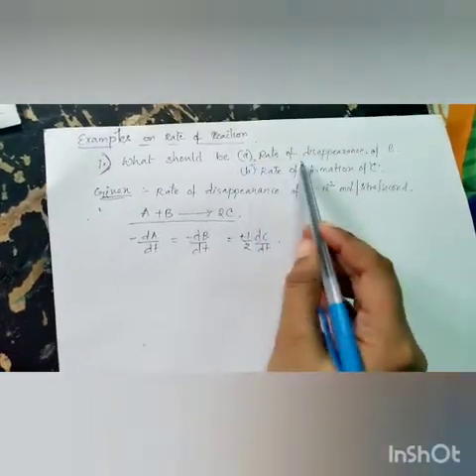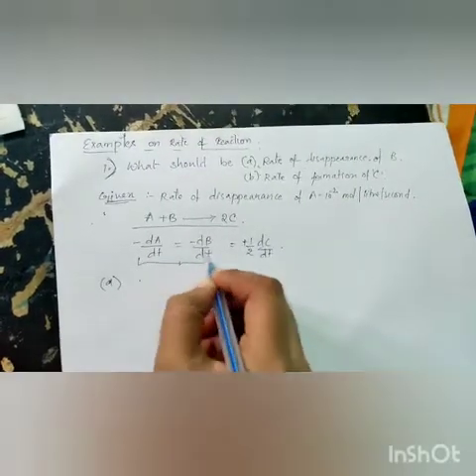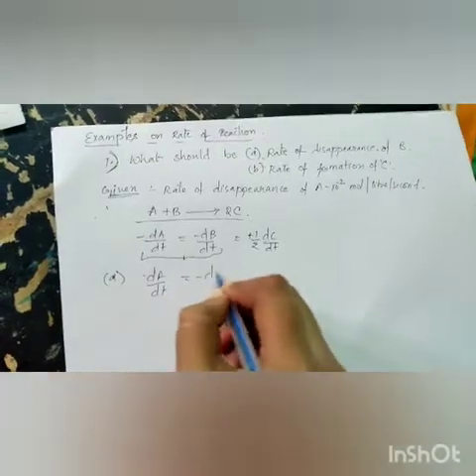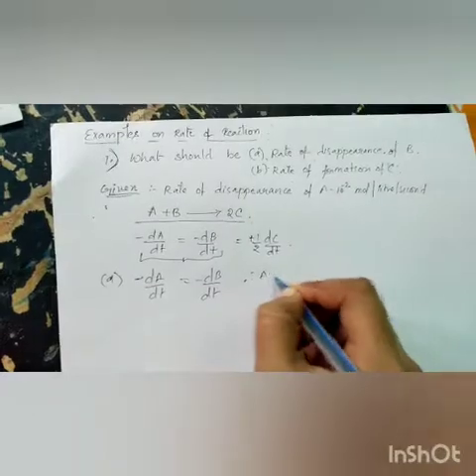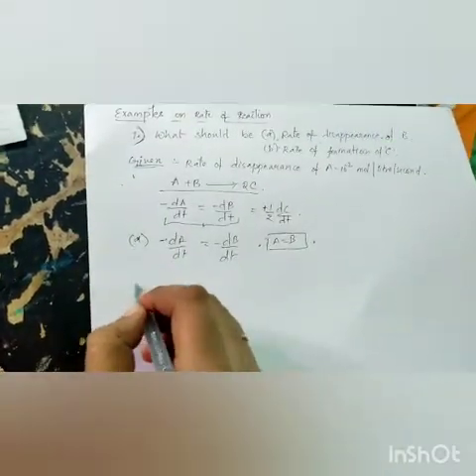So what you can write for rate of disappearance of B is that dA by dt is equal to dB by dt. Therefore A is equal to B. That's the rate of disappearance of A.